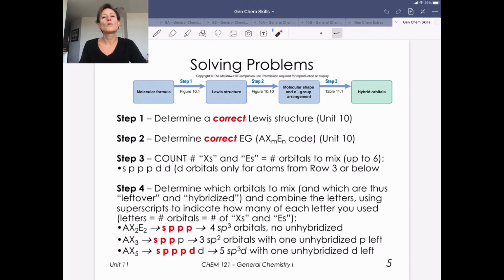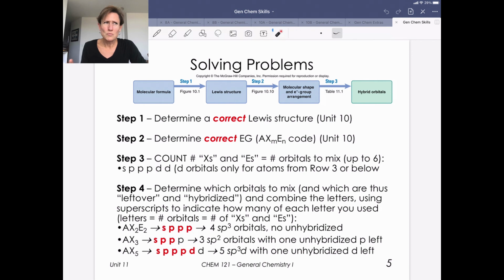Let's say that your code was AX3. I have 3 X's and no E's, so I have 3 letters total, which means I'm going to be only mixing 3 letters total. So the red letters here represent what I'm mixing. So I'm going to get 3 because I mixed 3 letters, sp2 because I mixed an S and 2 P's, and then I'm going to have 1 unhybridized p orbital that's left.